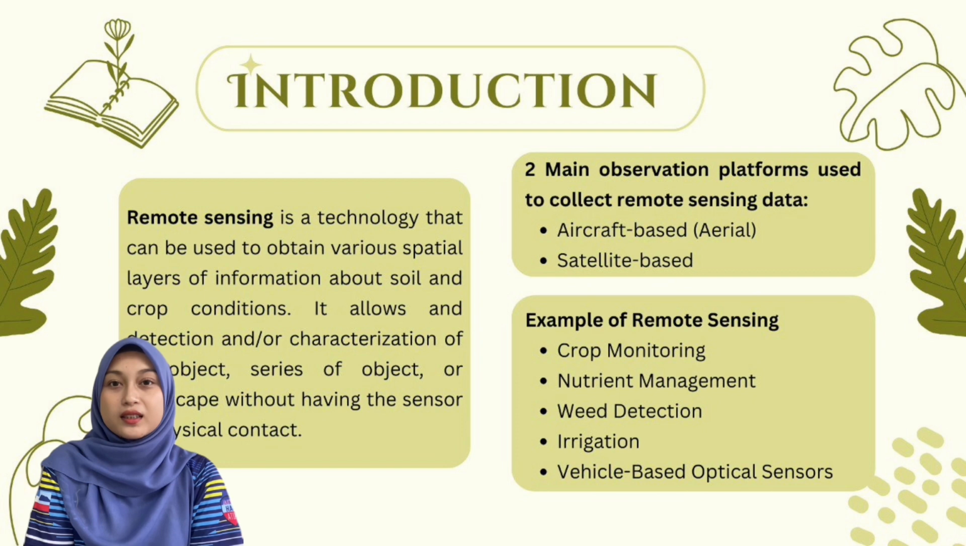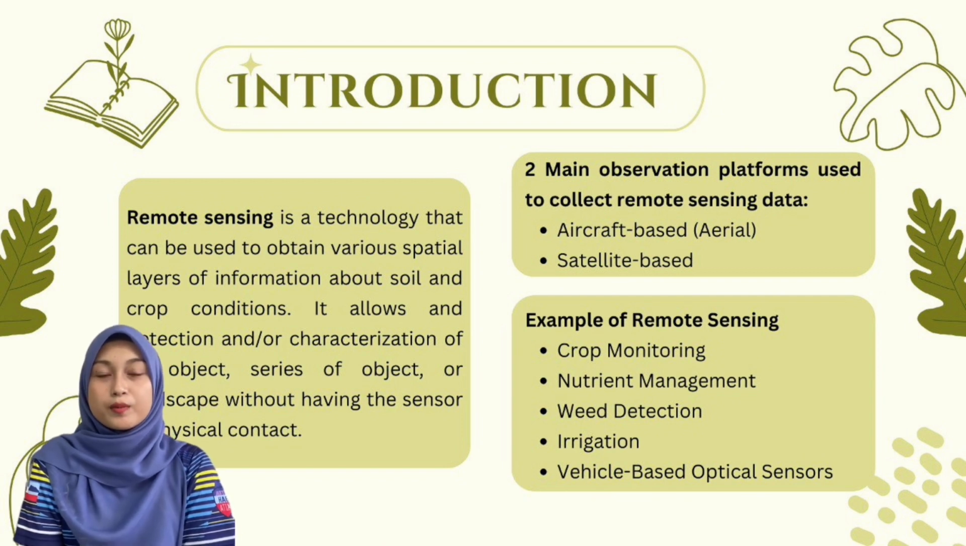Remote sensing is a technology that can be used to obtain various spatial layers of information about soil and crop conditions. It allows detection and/or characterization of an object, series of objects or landscape without having the sensor in physical contact. Today, two main observation platforms are used to collect remote sensing data: first, aircraft-based aerial, and second, satellite-based.